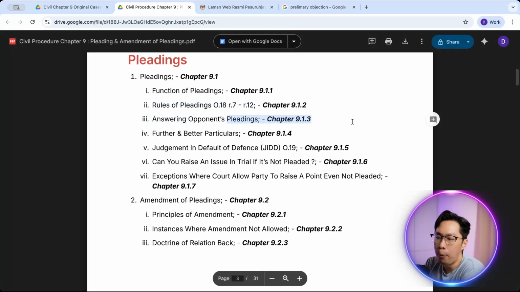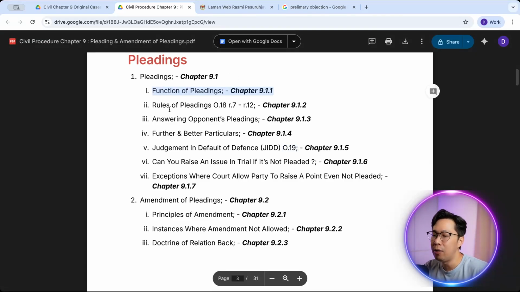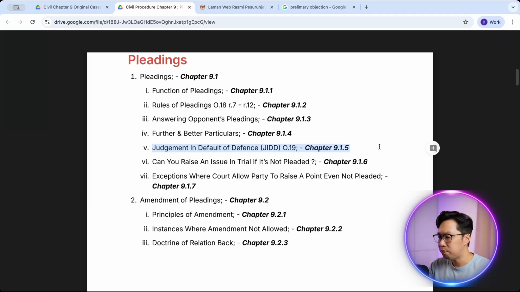Then how do you answer opponent's pleading? What is further and better particulars? Judgment in default of defense. Remember in the reading of the statute, we briefly talked about JID and JIT. This one, judgment in default or defense, is actually under Order 19. Pleadings are under Order 18. This one is Order 19. So I think it's much better I put it here. Okay, I put it here: judgment in default or defense.